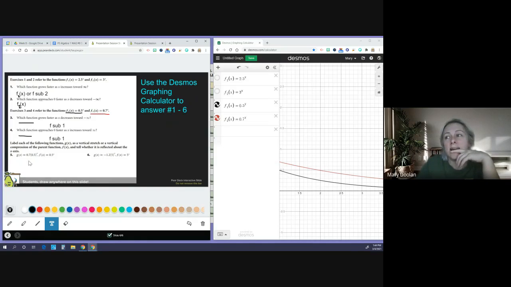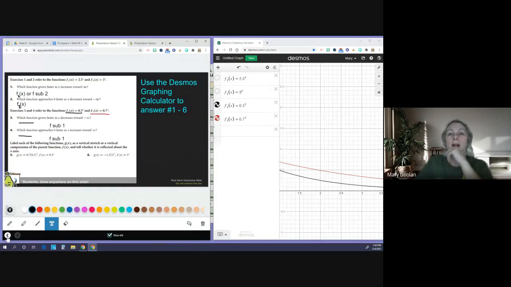Okay, and then these last two questions. Label each of the following functions g of x as a vertical stretch or a vertical compression of the parent function f of x. So if I look at g of x and f of x, I want to know, is this a vertical stretch or compression? And then the second part is to tell whether it is reflected about the x-axis.